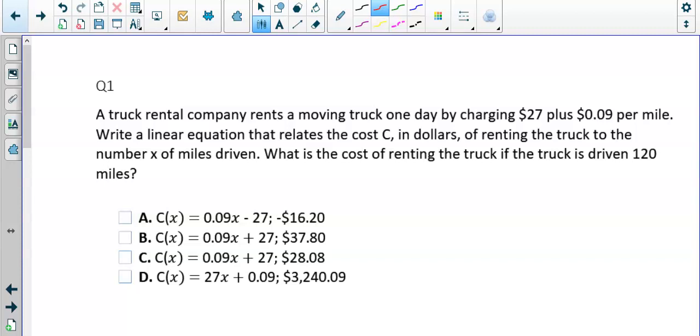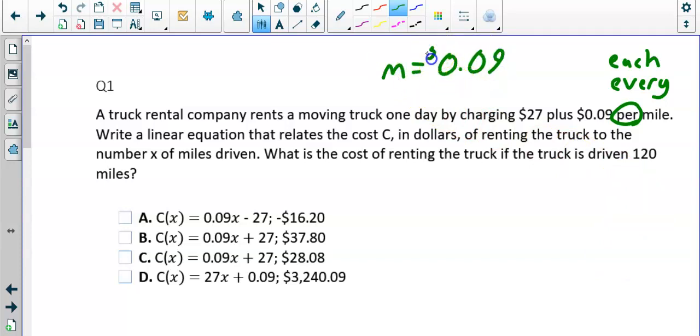Okay, and so if you remember from our video, I talked about some key words that you should be on the lookout for. What are those key words? Per, yeah, we see it right here. Remember those other words that I said? Each and every. A number that is right in front of these words represents what for us? The slope, that's right. So this number 0.09, that is the slope of our equation.